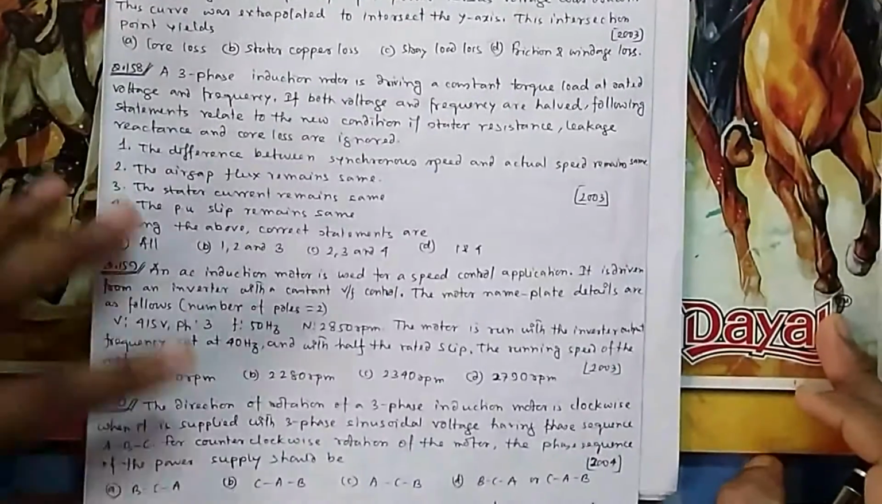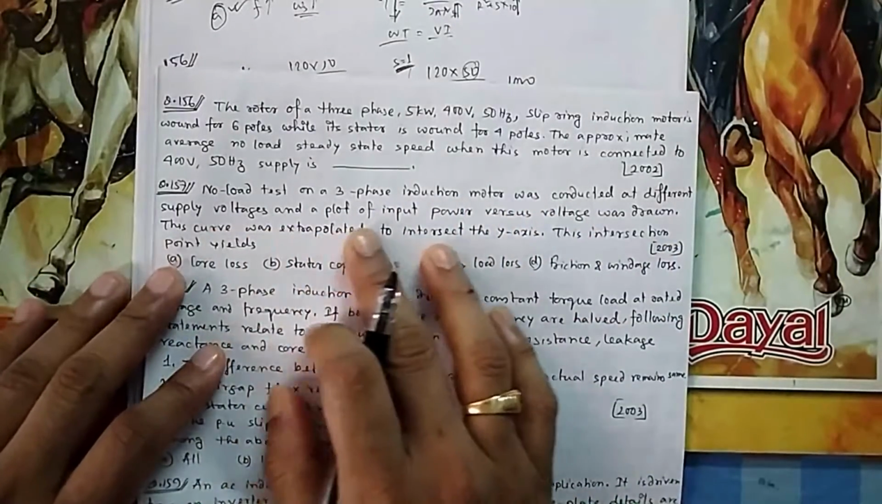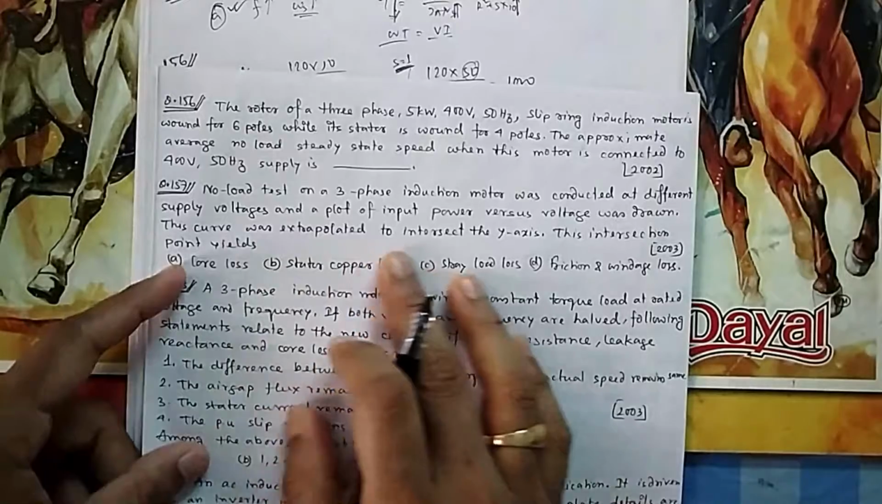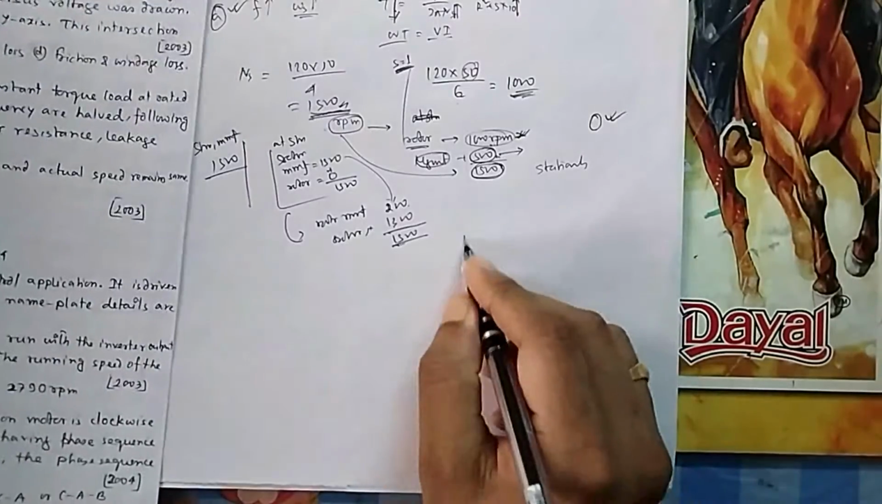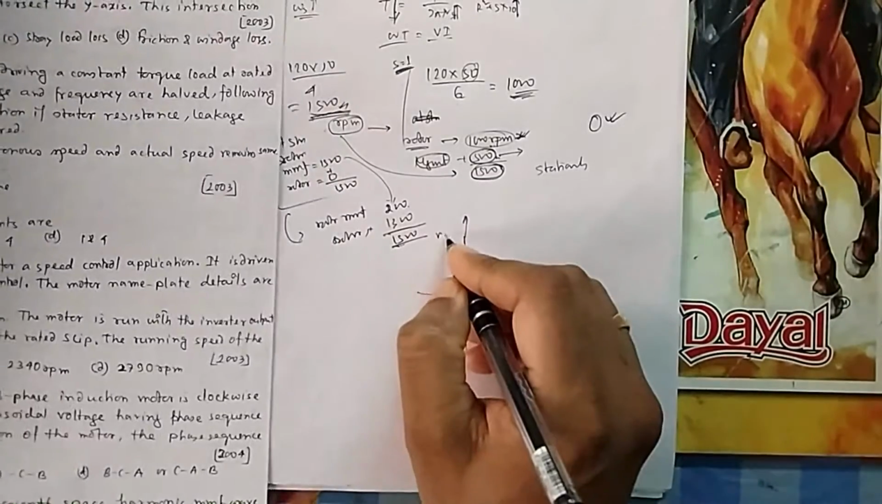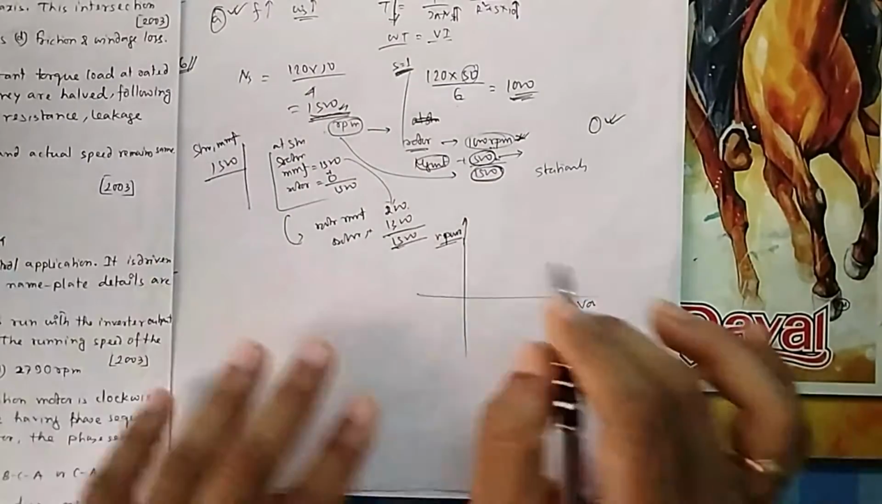Now if you come to 157, a no load test on a 3-phase induction motor was conducted at different supply voltages and a plot of input power versus voltage is drawn. The curve was extrapolated to intersect the y-axis. The intersection point in y yields... So it is of this fashion. This is volts and this is no load loss, because no load power means it will take care of all the losses.